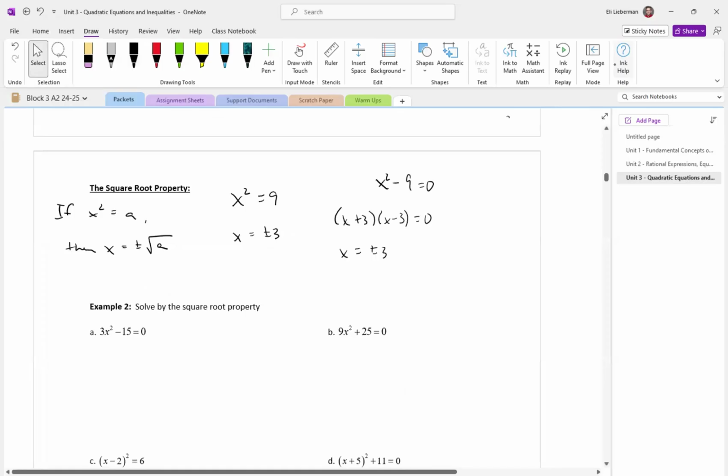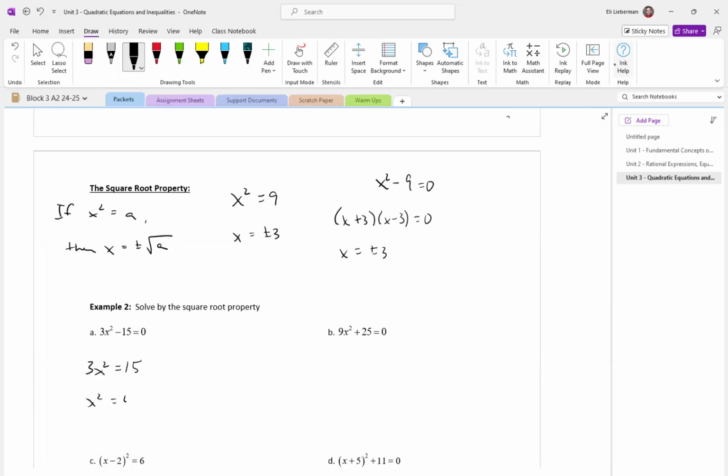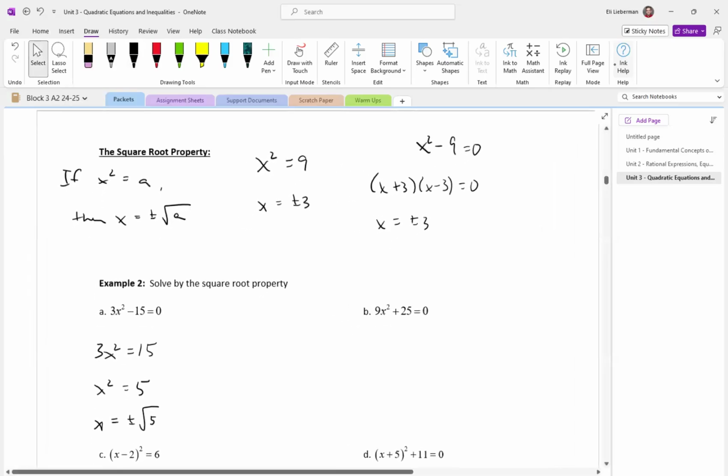So for example 2 part A, let's isolate the square. 3x squared equals 15. x squared equals 5. Is this even doable? I can't solve for x. It's not going to be pretty. It'll be okay, though. From here, we know that x is equal to plus or minus square root of 5, which is not a clean answer, but it's an answer. For B, I'll give you a chance to finish this on your own.